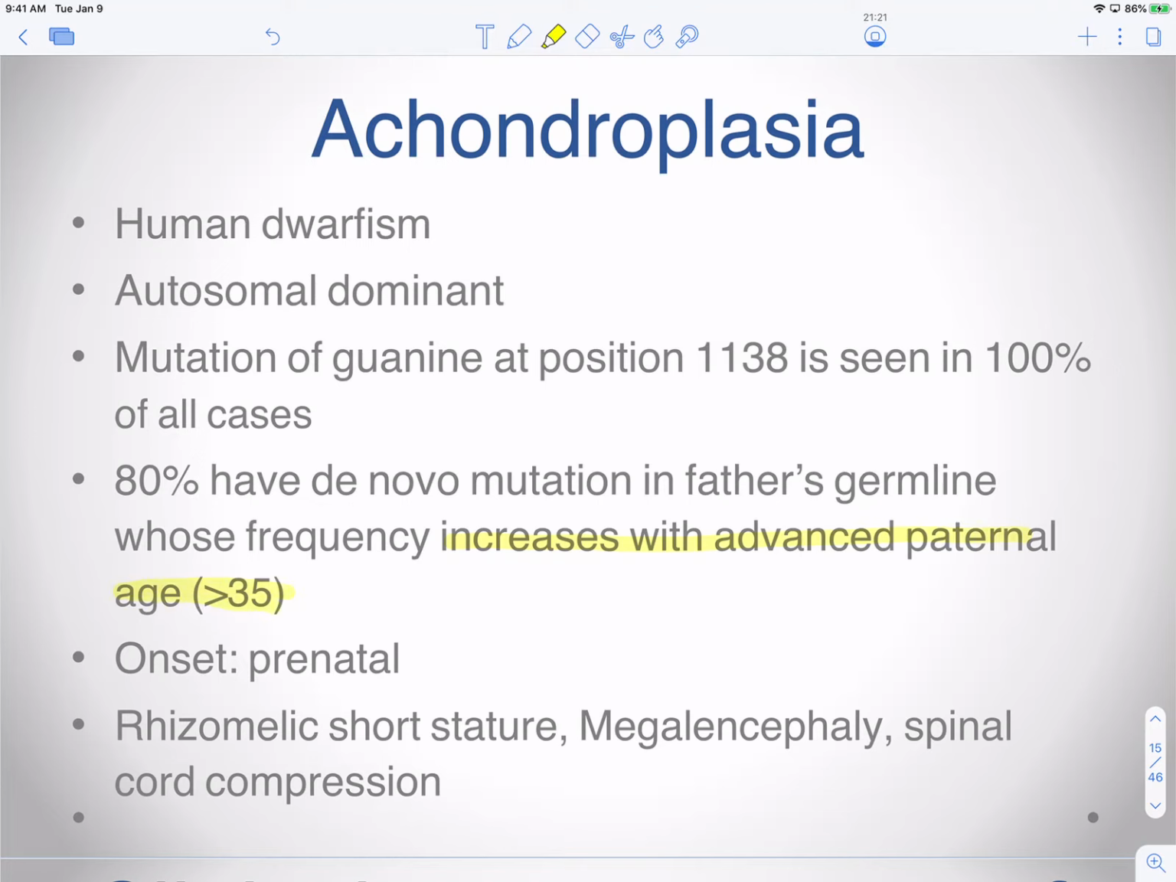The onset is going to be prenatal, and you're going to have that short stature associated with it, as well as megaloencephaly and spinal cord compression.